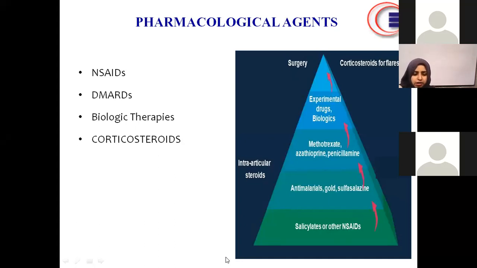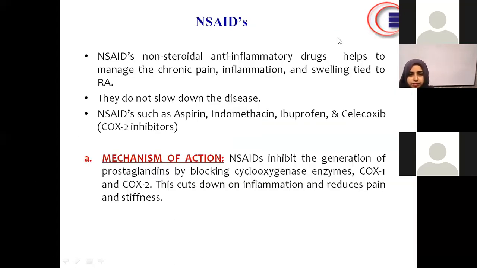Do you know any drug that can only inhibit the COX2 enzyme? Any NSAID that can only inhibit COX2? Celecoxib. Since you have already studied this much, it's useless to teach you again and again. So celecoxib is related to the COX2 enzyme.